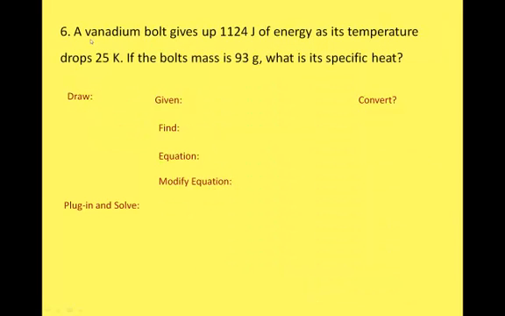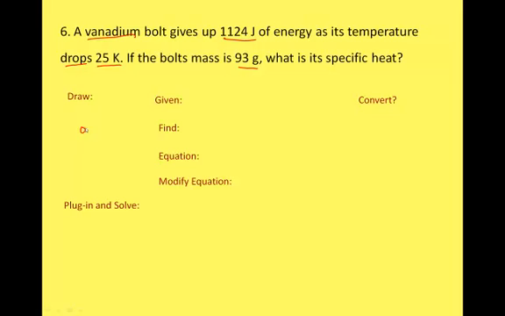In problem 6, we have a vanadium bolt, which is a type of mineral, and we have 1,124 joules of energy as its temperature drops 25 K. So remember, it's important that it's dropping here when we deal with the temperatures. It has a bolt mass of 93 grams. What is its specific heat?